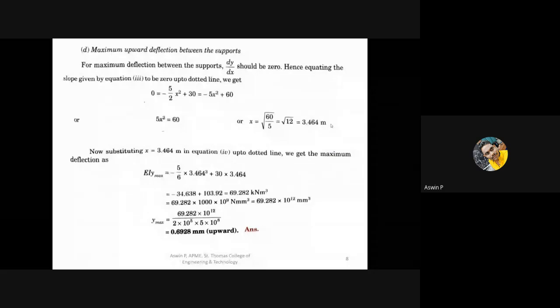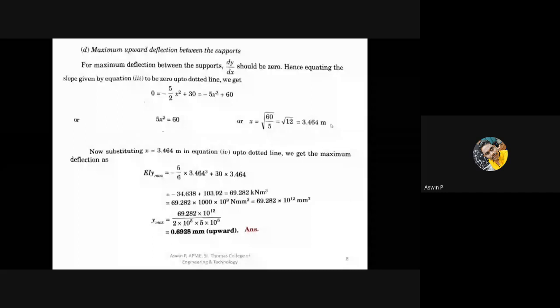3.464. So we can directly solve the equation, and y max will be 0.6928. After solving the equation, we will get maximum deflection equal to 0.6928 meter. By doing this problem, we can understand how to calculate deflection, and this will help you to do a good project in the future. In every BTech degree, you need to do this one.